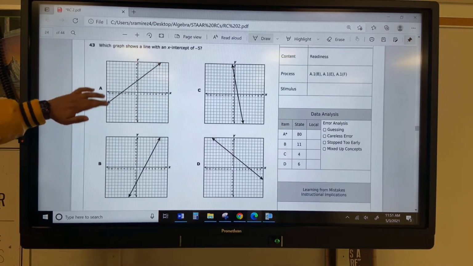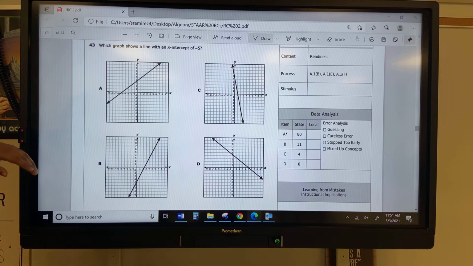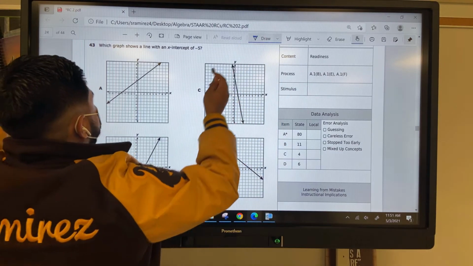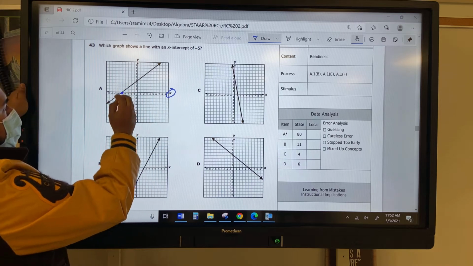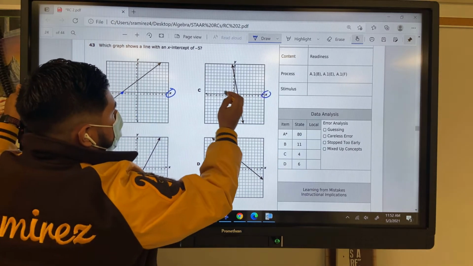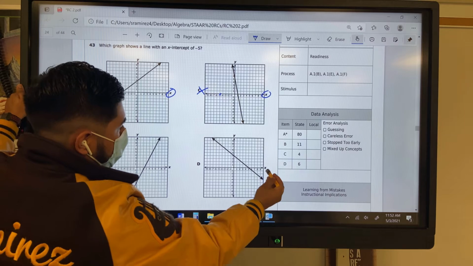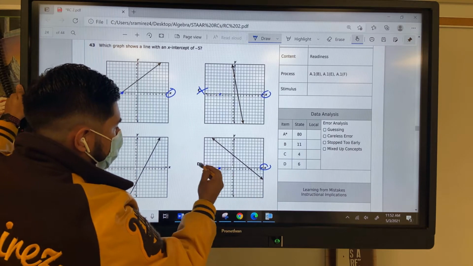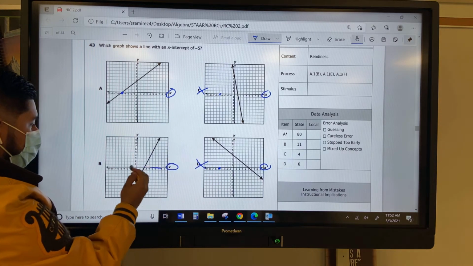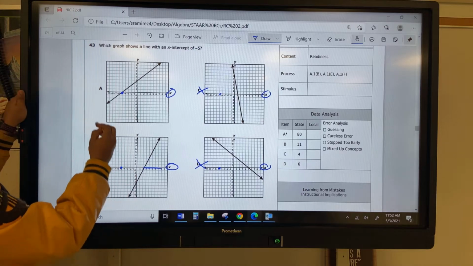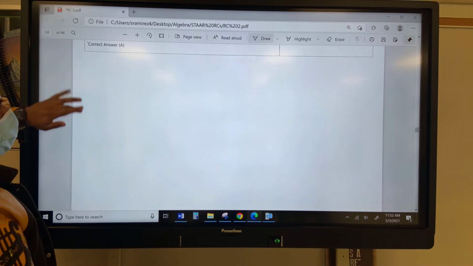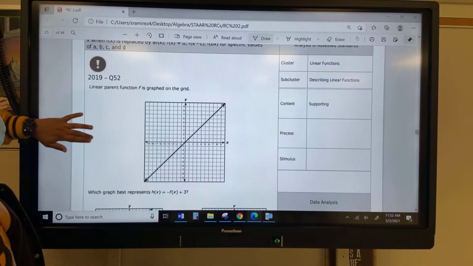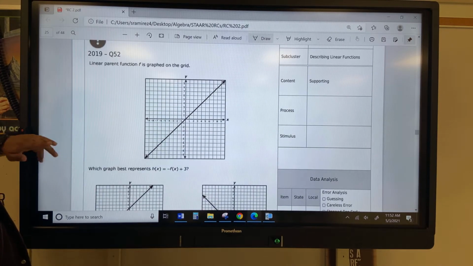Try squeezing all this stuff. Which of the lines show x-intercept -5? Let's look. Looking at x. This looks like it. Looking at x. Nope. Looking at x. Nope. Looking at x. Nope. Dang. Correct answer A. Love it. This one is awesome.